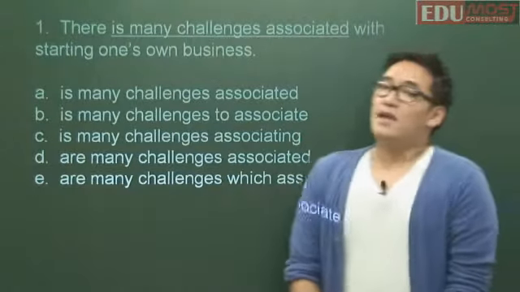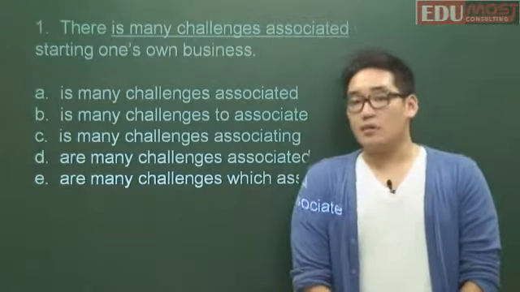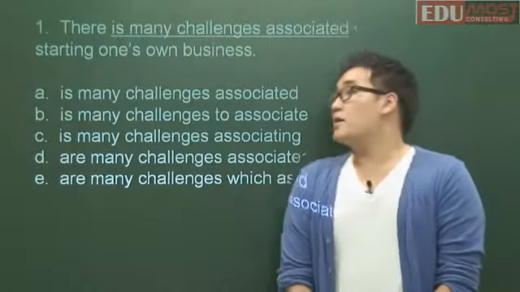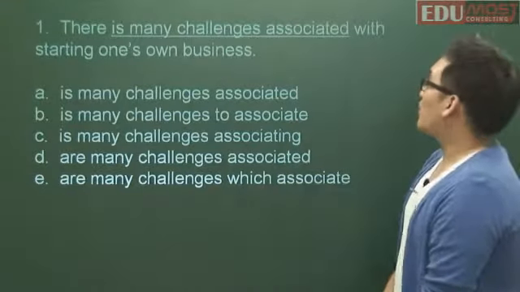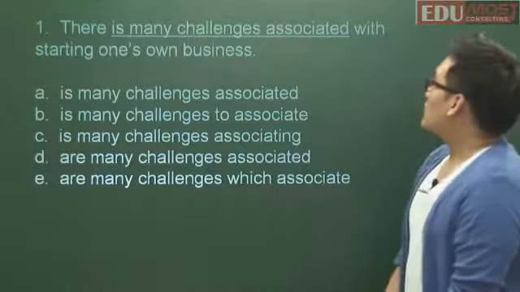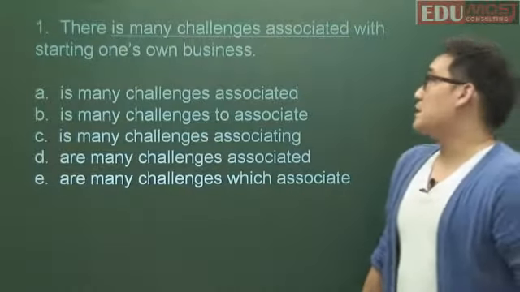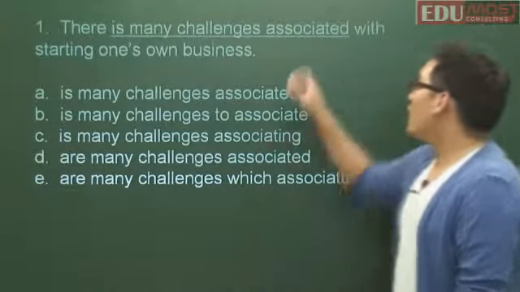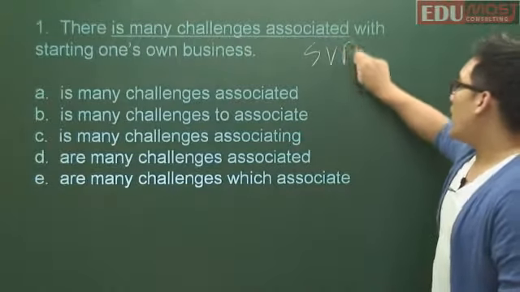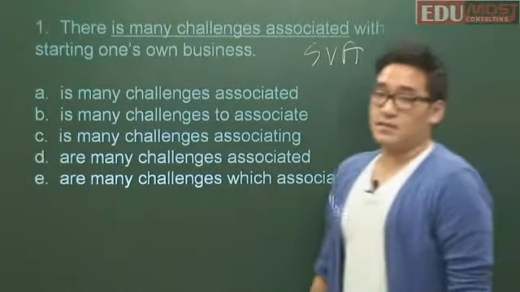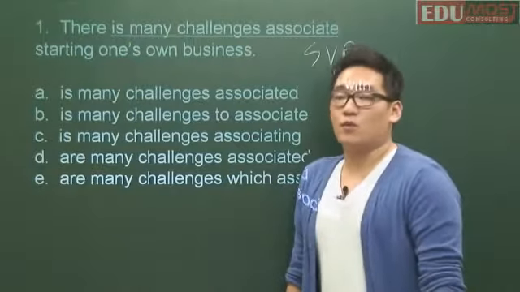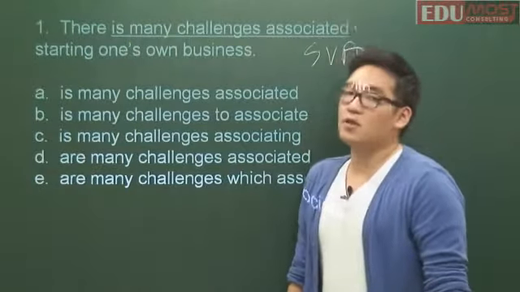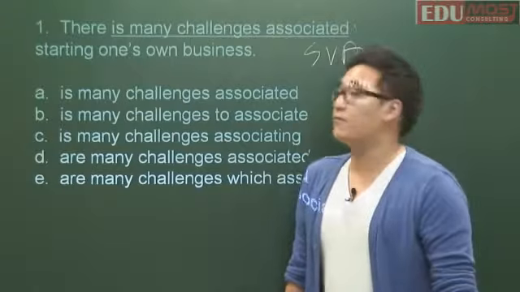Again, the second writing section is going to be all sentence improvement. So let's get started with number 1. There are many challenges associated with starting one's own business, right? This is pretty simple. It's an SVA question, subject-verb agreement, and it's an inverted sentence, meaning that the subject comes after the verb, which is the only trick here, but something that you should be able to start to identify.